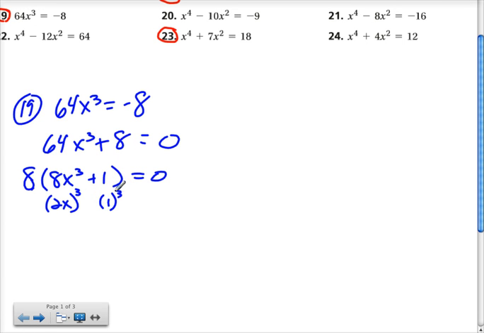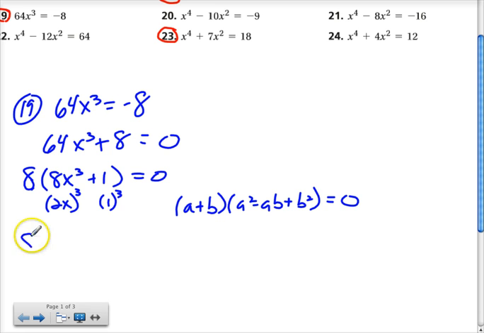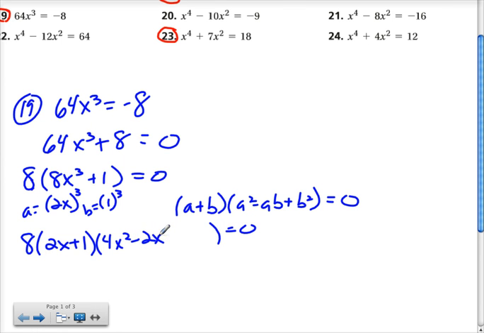But this time, what we see is a sum of 2 cubes. So that formula is going to be a plus b times a squared minus ab plus b squared when we factor that one. So our 8 out in front really isn't doing a whole lot. It's not going to be a source of any zeros because it doesn't have an x, but we're going to bring it along for the ride. And then if we use 2x for a and 1 for b, we will get 2x plus 1, just substituting into the formula. But then 2x, the quantity squared, is going to give you 4x squared. And that would be minus 2x times 1, which is 2x, and then plus 1 squared, which is just 1.